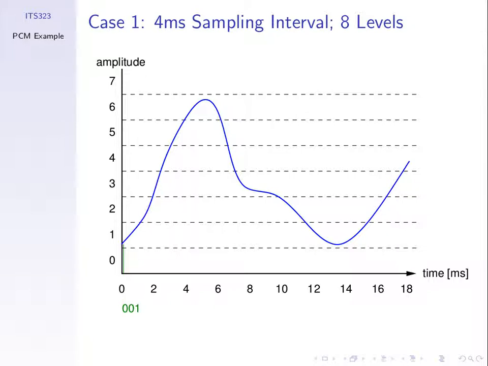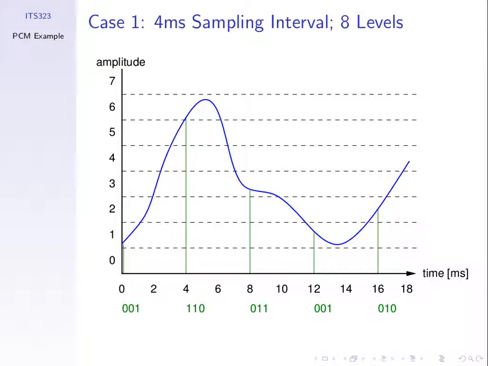We have a sampling interval of 4 milliseconds, so 4 milliseconds later we record another sample. At time 4, it's just above this dashed line, so it's 110. And we could send that across the link. We'll look at what the receiver does in a moment. And we get the other sample points here. How many bits sent? 15 bits in this case.